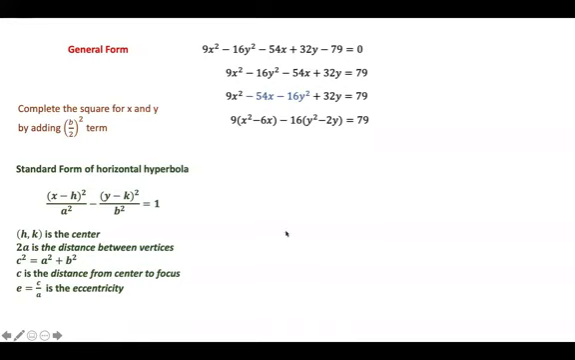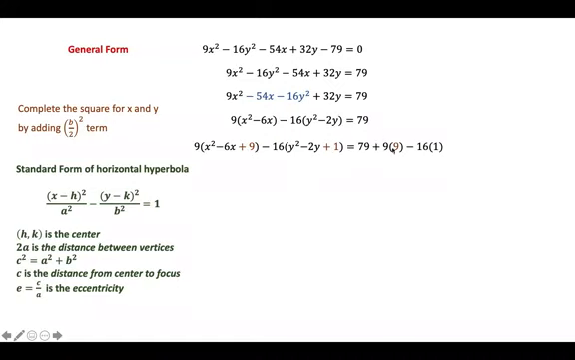Then we will be completing the square. So we'll complete the square for the x term and the y term. And we'll do that by adding that middle term, divided by 2, squared, to each piece. So for the x squared minus 6x, we will have negative 6 divided by 2 squared, so we'll add 9. We'll have negative 2 divided by 2 squared, so we'll add 1.